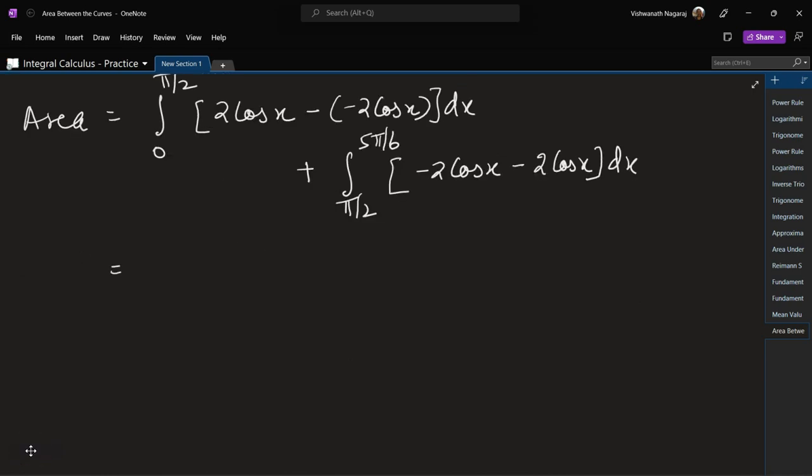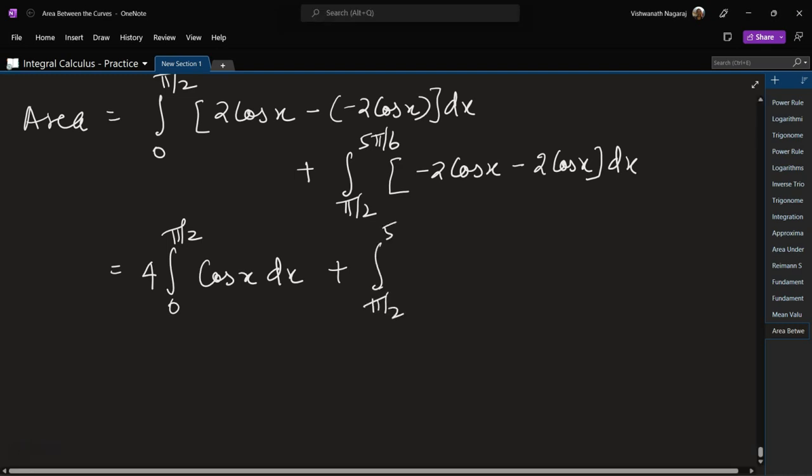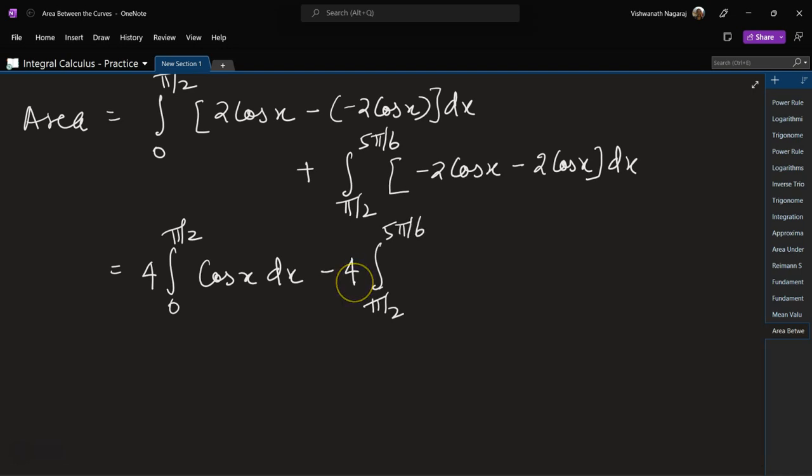Okay. Now, let's simplify 0 to pi by 2. 2 plus 2, 4. So 4 we can take it out. Cos x dx. Plus again pi by 2 to 5 pi by 6 minus 4 cos x dx. Okay, so 4. Let's integrate. What do we get?